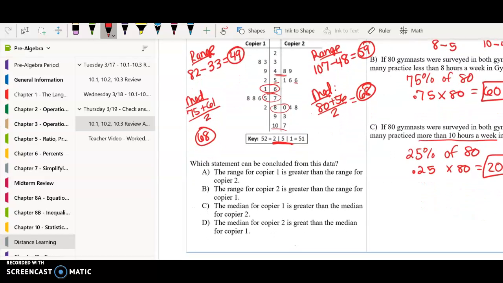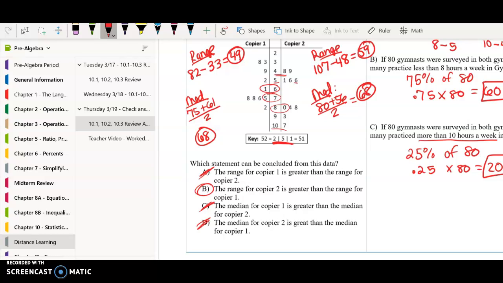Okay, so if I look at my choices, the range for copier 1 is greater? No. The range for copier 2 is greater than the range for copier 1. Yes. And that says the median is greater, but the medians are the same, so C and D would not work out.